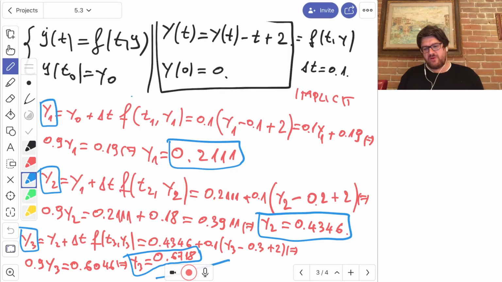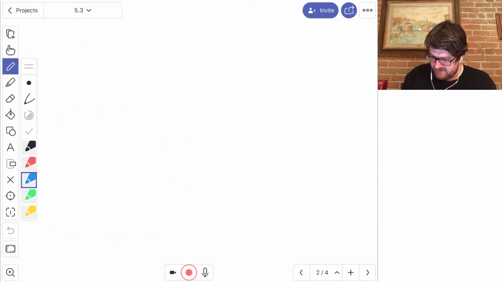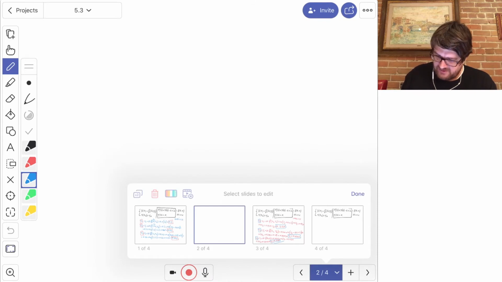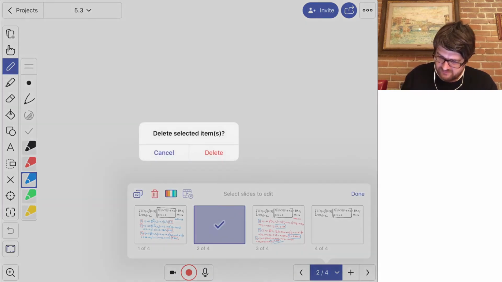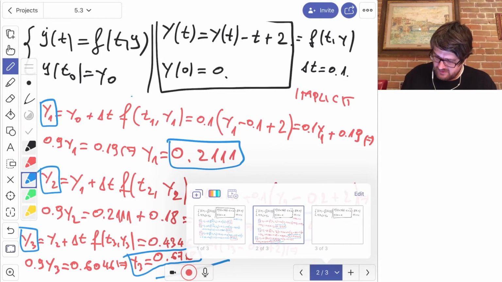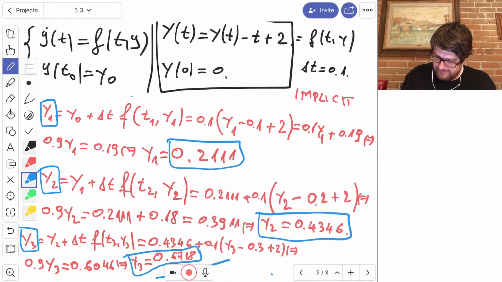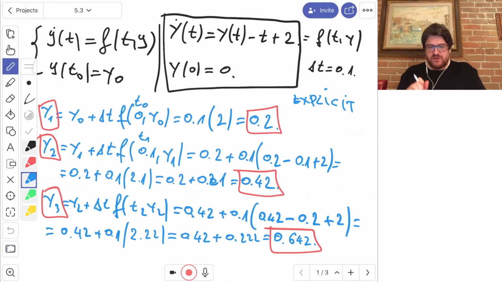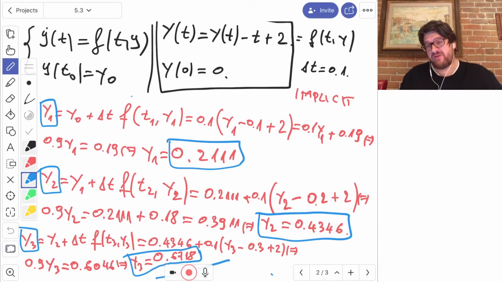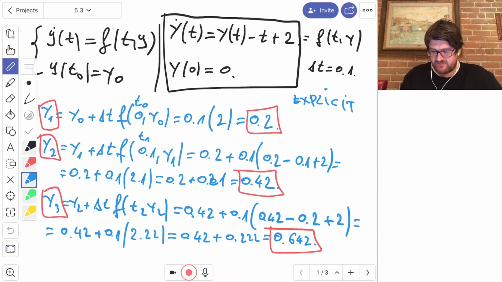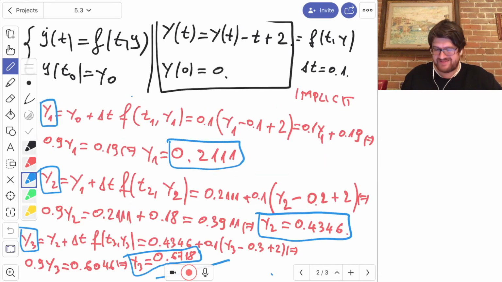y1 in the implicit is 0.211. So they're very, very close. I just want to delete this if possible. y2 is 0.42 in the explicit, and it's 0.43 in the implicit. y3 is 0.642 in the explicit, and 0.67 in the implicit. So here's the difference, it's a little bit bigger actually.